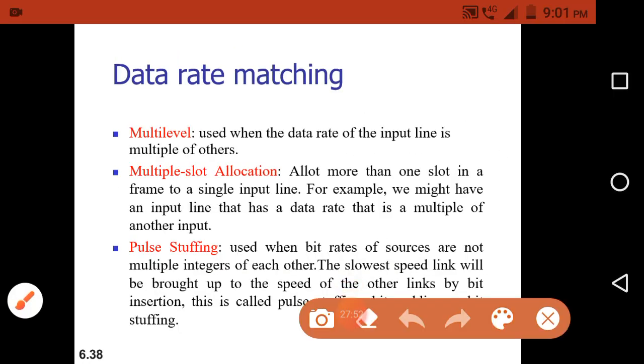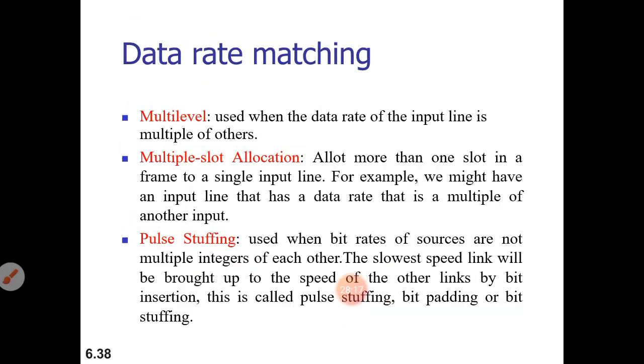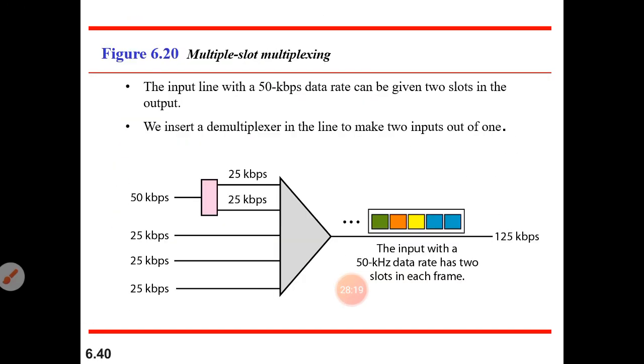And the second one is multi-slot allocation. In this we need to allot more than one slot in the frame to a single input line. More than one slot we need to allocate in the output frame for one input line. For example, we might have an input line that has a data rate that is a multiple of another input. We will see that here with the diagram.